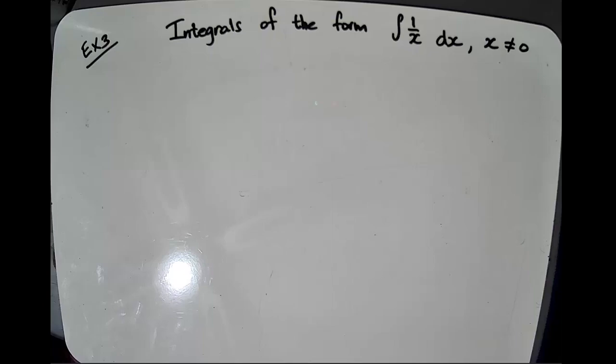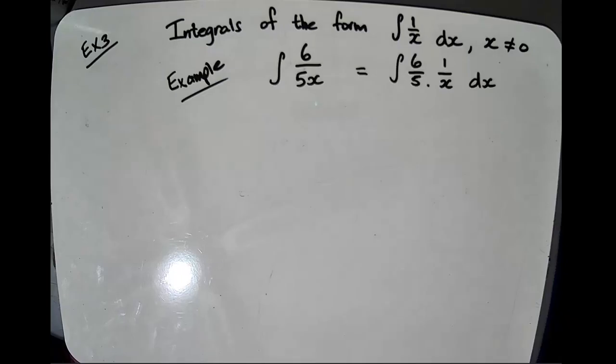In this video, we are carrying on with indefinite integrals. So this is exercise 3, the integrals of the form, the integral of 1 over x dx, x is not equal to 0. So we're going to start off with an example, and the example is 6 over 5x dx. So the first step is to separate it like that. Remember, because x is in the denominator, it will be 1 over x.